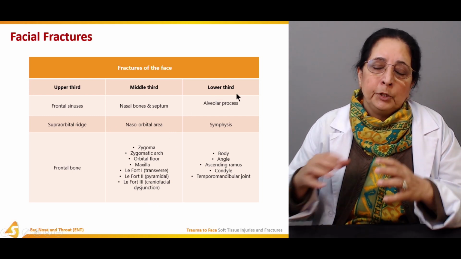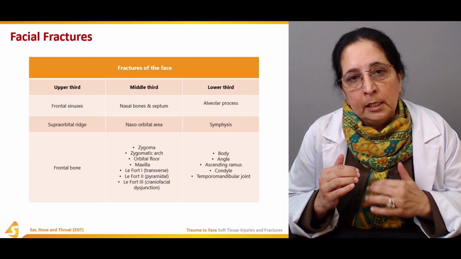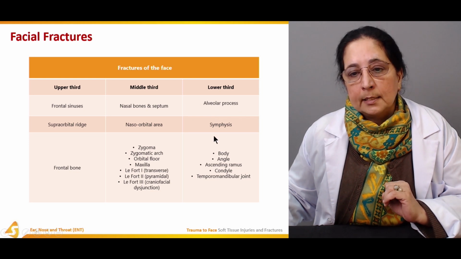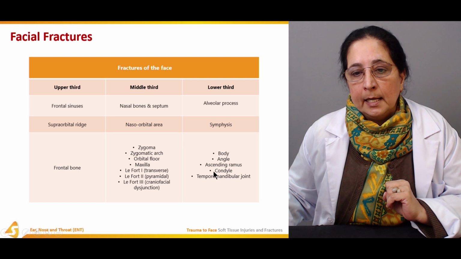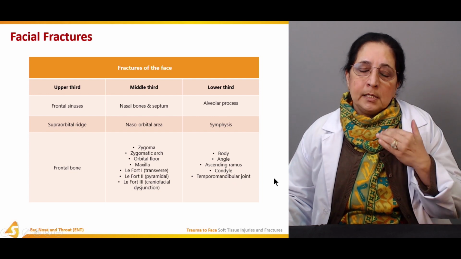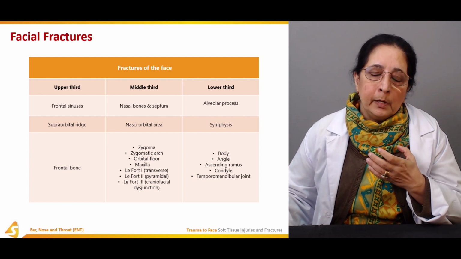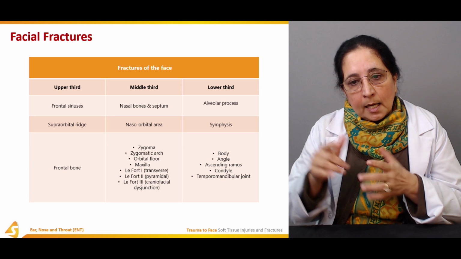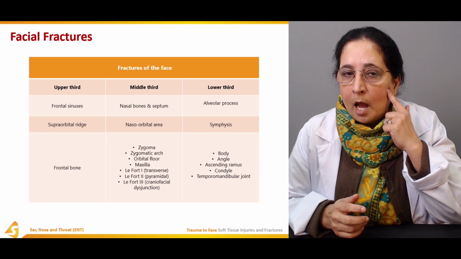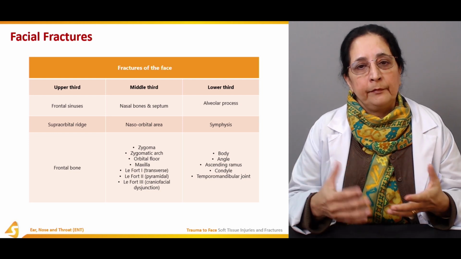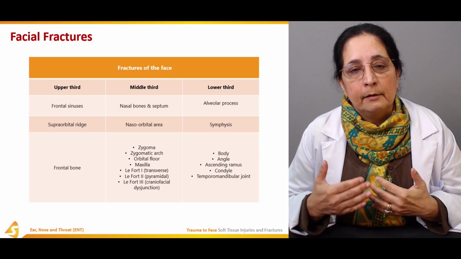In the lower third, usually the mandible is involved in the fractures. We have the alveolar process, symphysis, body, angle, ascending ramus, condyle, and temporomandibular joint. All these are different parts of the mandible. Here is where the temporal bone and the mandible are joined together. So all these are different fractures that can involve the face.